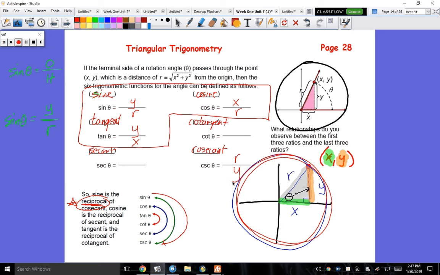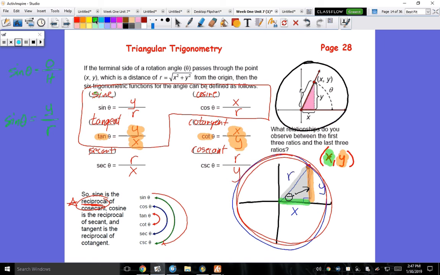Okay? Secant will be what? R over x, because it's the flip of cosine. And then tangent will be what? X over y. Now look, cotangent and tangent are so easy to remember because you know they're pretty much the same thing. And they're just the flips of one another. But secant and cosecant, they're a little bit different.